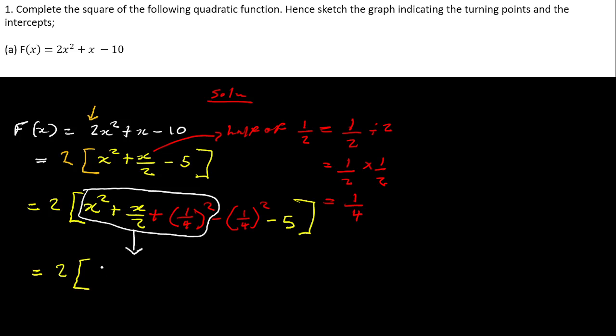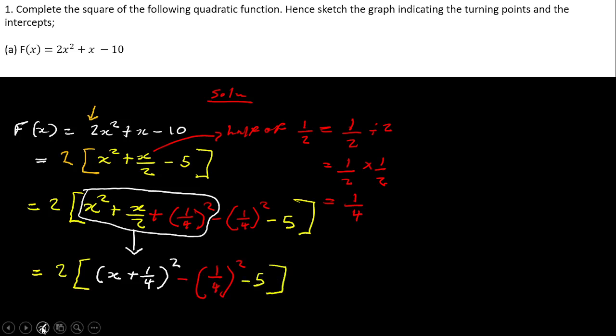This will be written as x plus 1 over 4. Remember, the 1 over 4 is positive, and then you say bracket squared. Then the rest will be maintained the way they are: minus 1 over 4 squared the way it is, and then negative 5 will maintain the way it is, like that. If you observe, when you expand this, it will give you back what is on top.